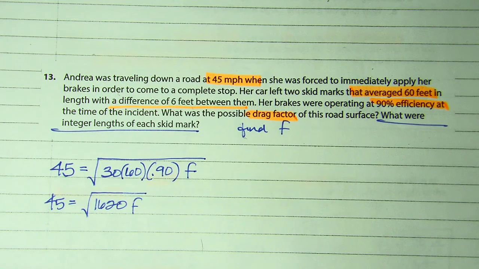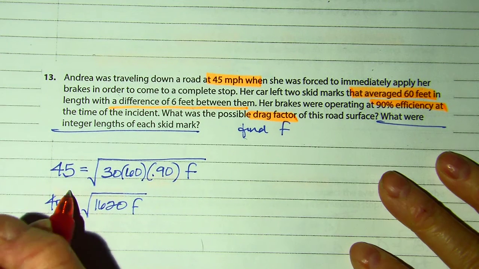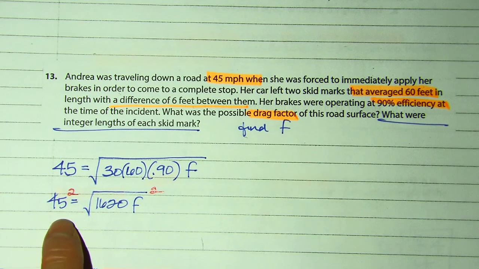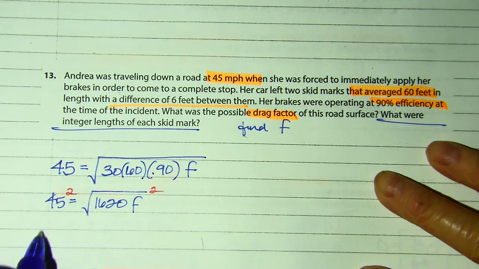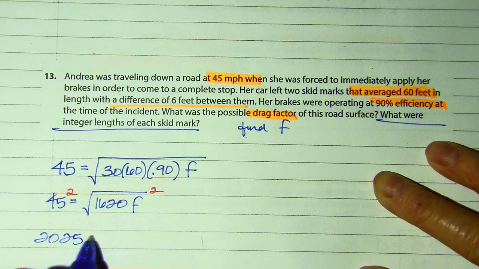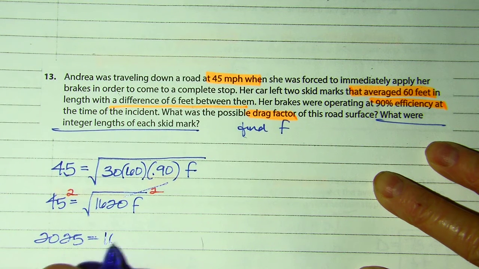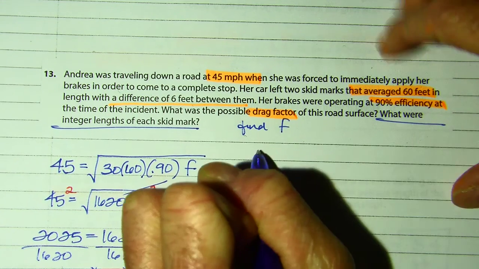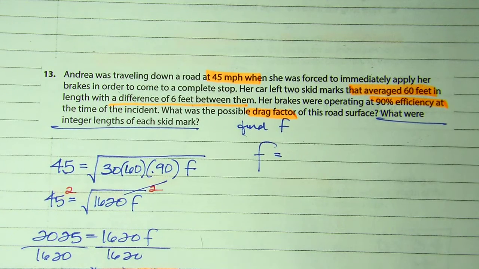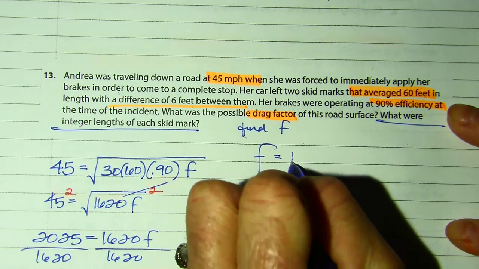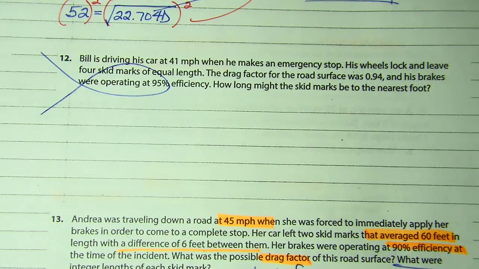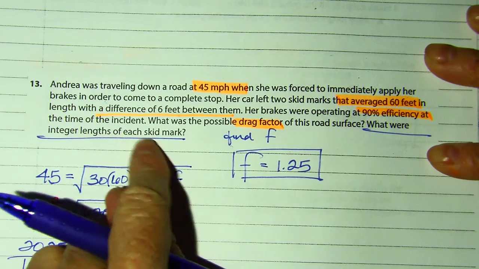Okay. Remember, to get rid of the square root, I'm going to square both sides. So in my calculator, 45 squared gives me 2,025. On the right, these cancel. So now I'm dividing both by 1620, and I get that F equals 1.25. The second part was they wanted us to find the different integer lengths of each skid mark.